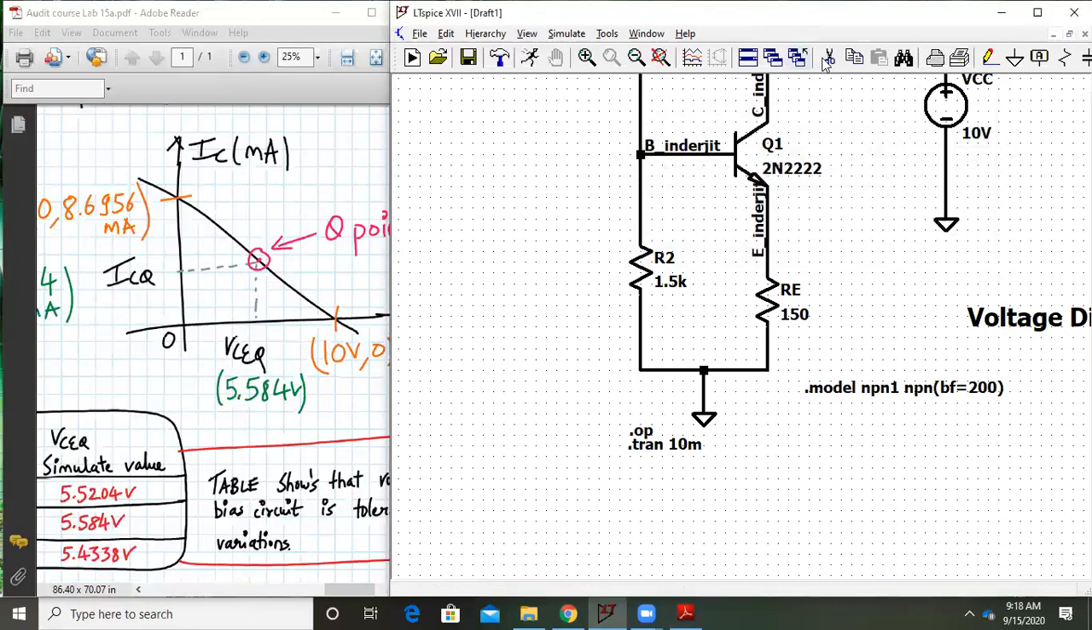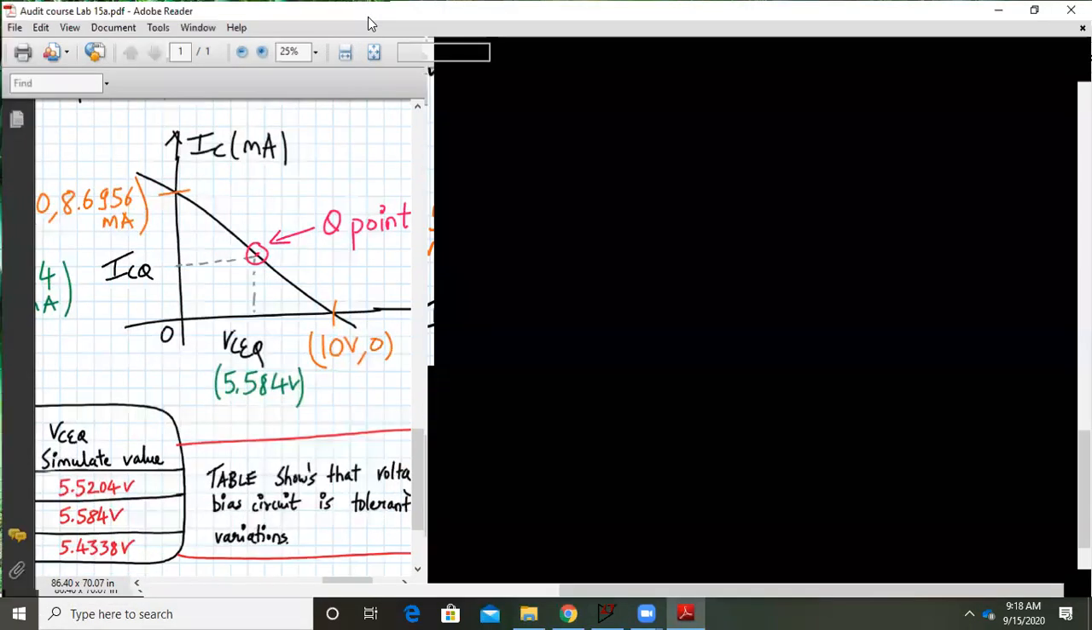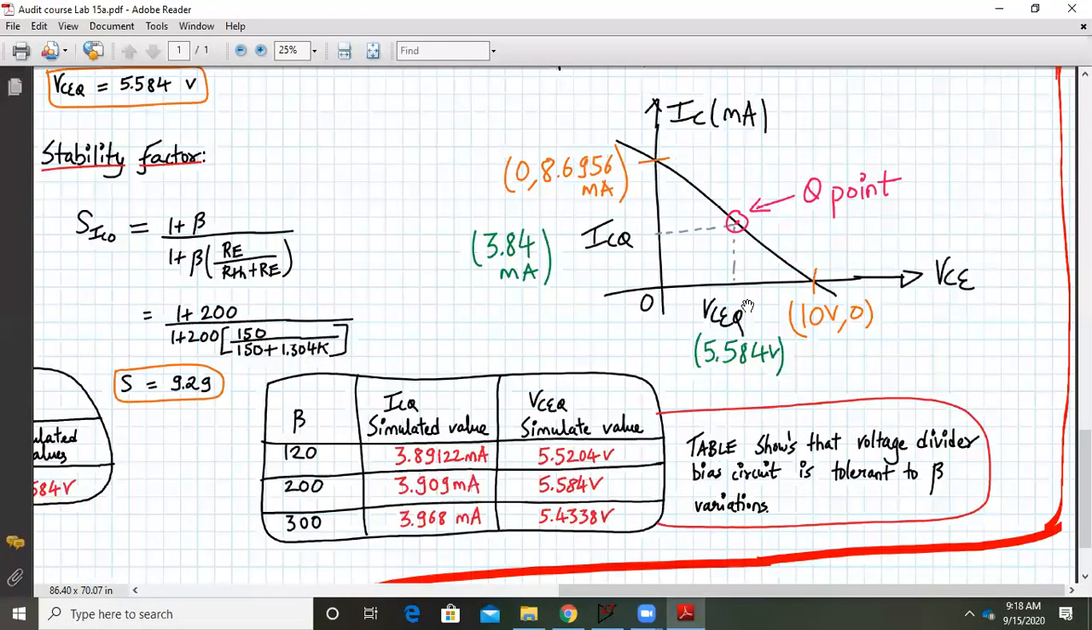Again, I go to .op and I remove this .tran. Okay, so here is my circuit. Now we will show what you must have learned in the theory, that voltage divider bias is tolerant to beta variation. That means even if I vary the value of beta, my Q point will not deviate much. My Q point will remain almost stable.